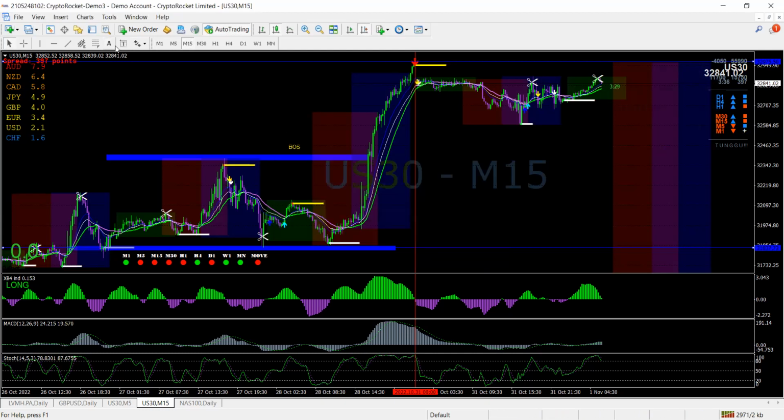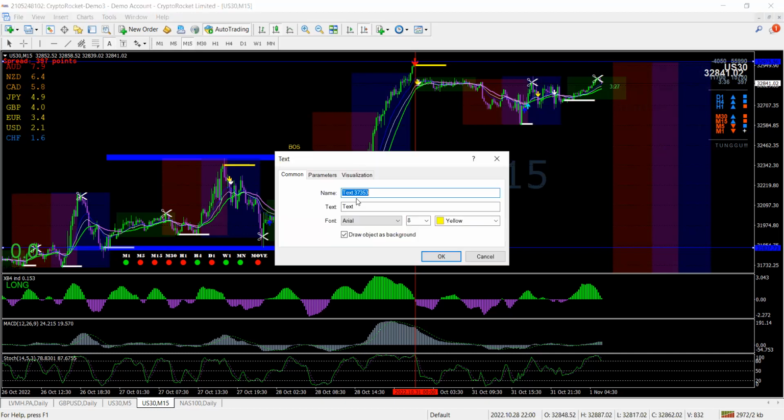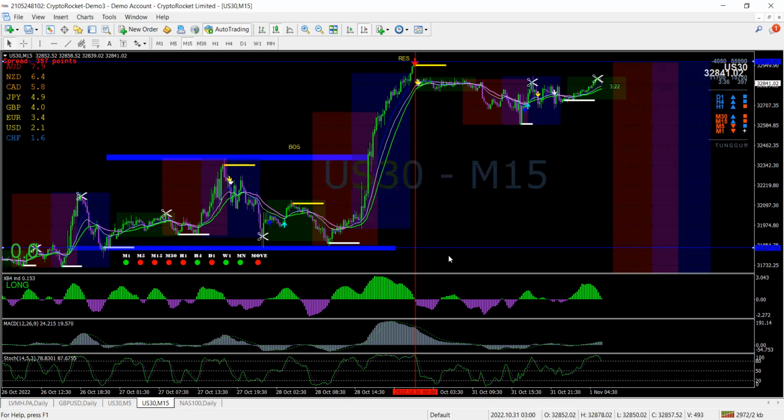I'm going to put resistance right here because we did run into some form of resistance, and that's the reason why the market is pulling back, right? And now I know that there's bearish momentum in the market because we're creating liquidity.